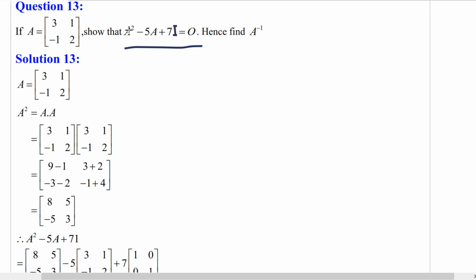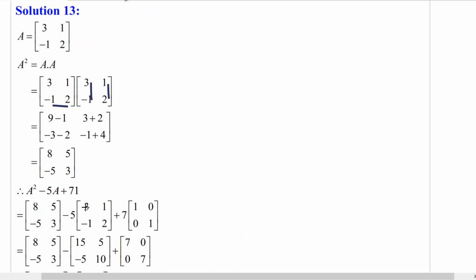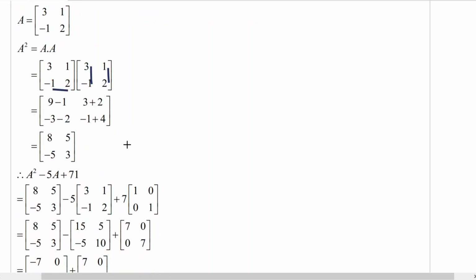First of all we'll find A square. A square means A into A. So 3 1 minus 1 2 multiplied by 3 1 minus 1 2. First row into first column, that is 9 minus 1, which will become 8 later on, and 3 1s are 3 plus 2, that is 5. Once you do it with first row, then we can do it with second row as well. So minus 1 into 3 is minus 3, and minus 2, that is minus 5. Multiplying with second column, minus 1 plus 4, that is 3. So this is A square, right? Putting it in this characteristic equation, I'm sorry.